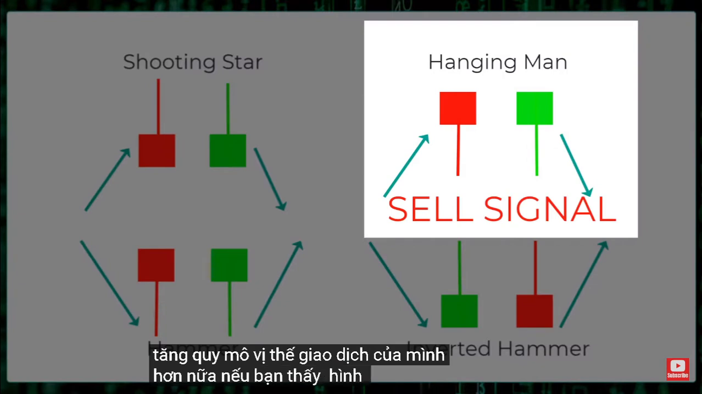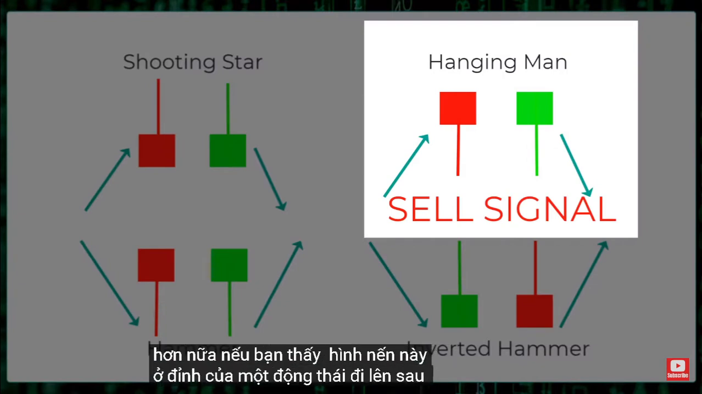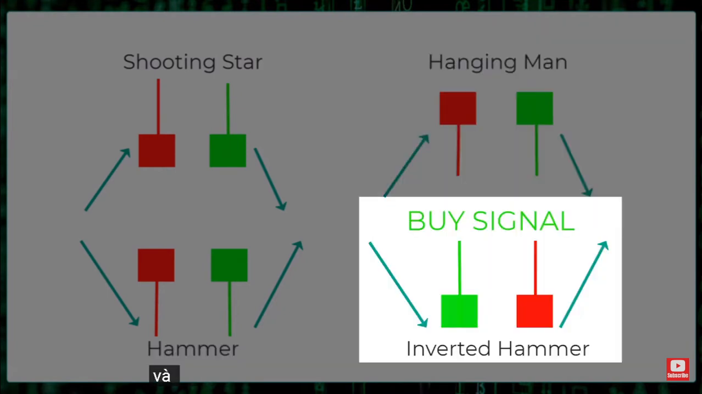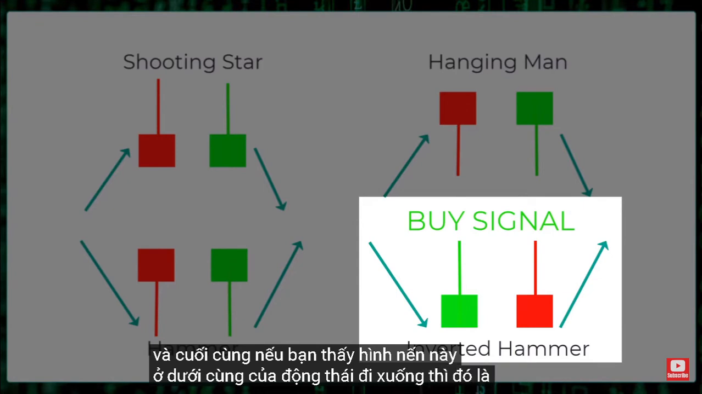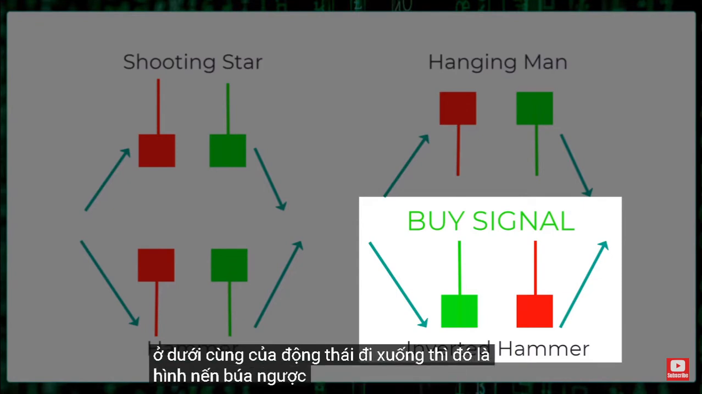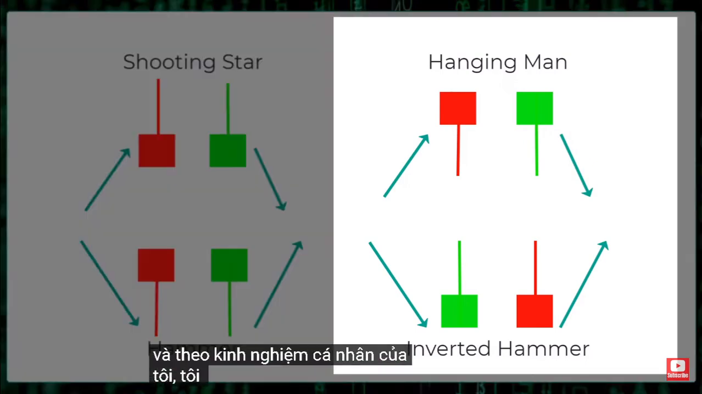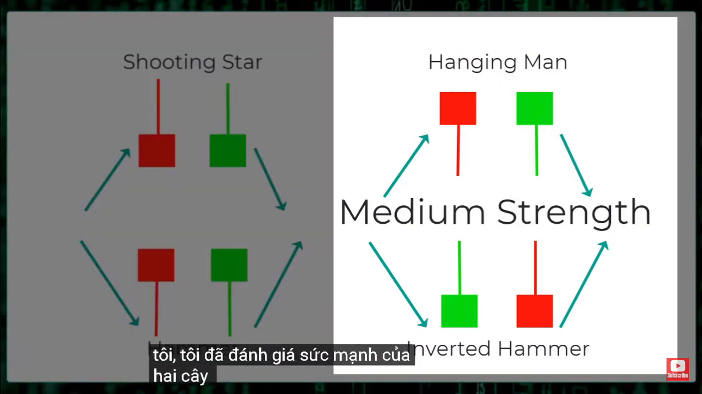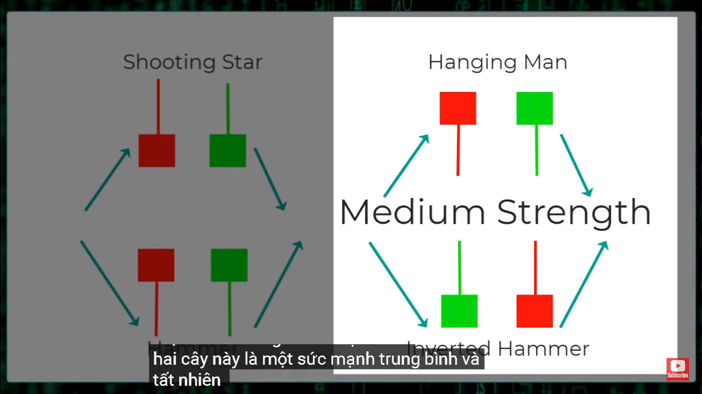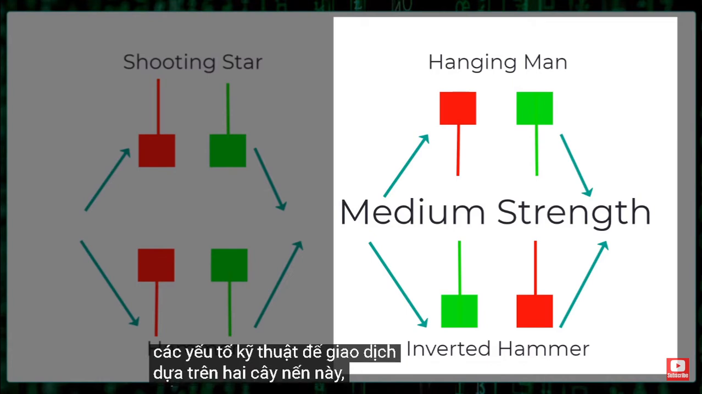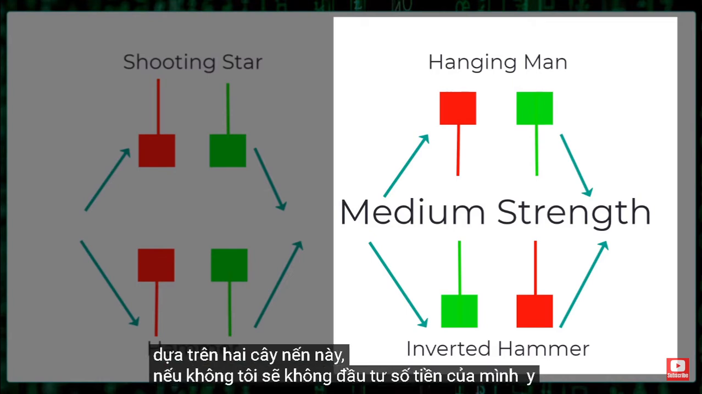Furthermore, if you see this candle shape at the top of an up move, then it's the hanging man candlestick. And finally, if you see this candle shape at the bottom of a down move, then it's the inverted hammer candlestick. And according to my own personal experience, I have rated the strength of these 2 as medium strength, and of course I will demand a combination of technical factors in order to trade based on these 2 candles. Otherwise, I won't invest my money.